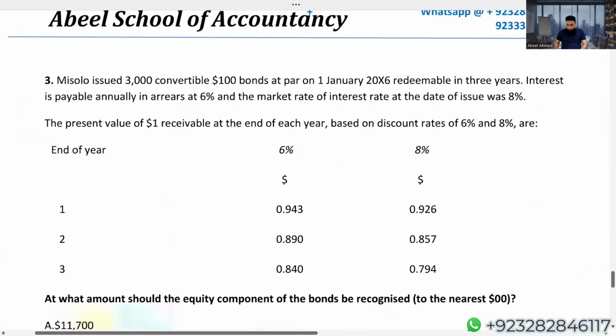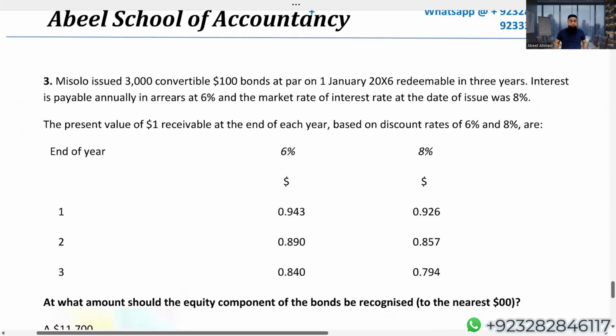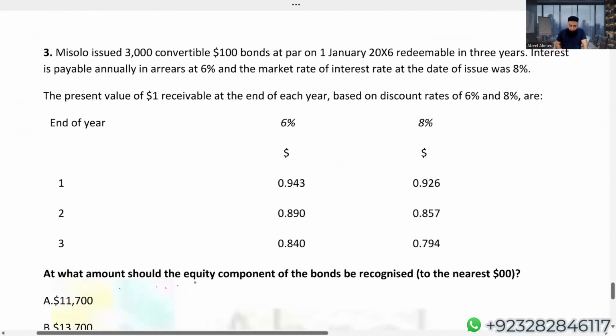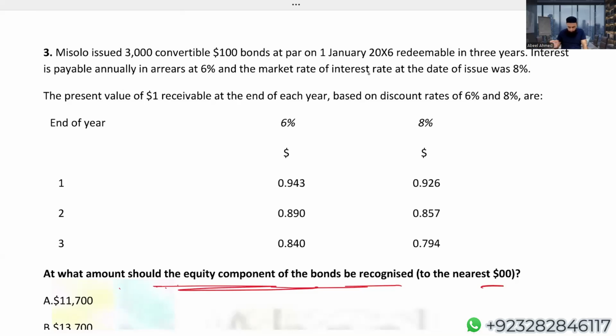Okay, students, let's deal with the last question of today. At what amount should the equity component of the bonds be recognized? To the nearest 100. At what amount should the equity component be recognized? Fine, let's see.